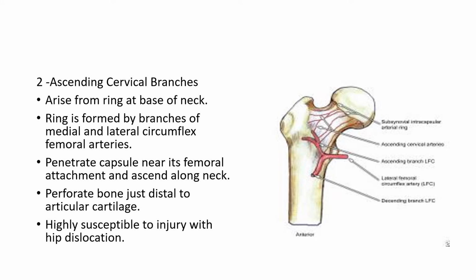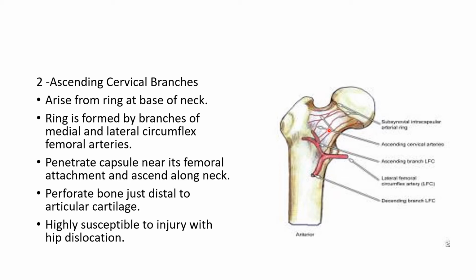The other blood supply is the ascending cervical branches. These are the ascending cervical branches. So this arises from the circumflex femoral artery. This is the circumflex femoral artery. It gives off two branches, medial and lateral. So it arises from the ring at the base of the neck. The ring is formed by branches of the medial and lateral circumflex femoral arteries. This part penetrates the capsule near its femoral attachment and ascends along the neck.